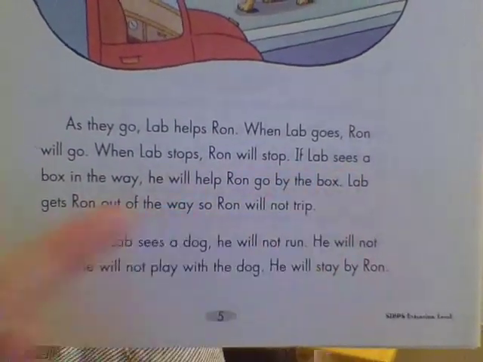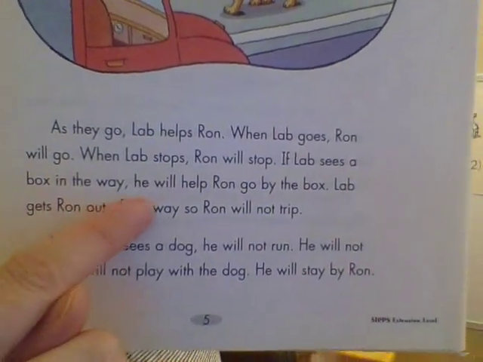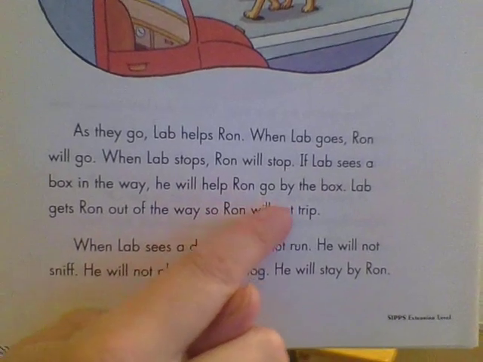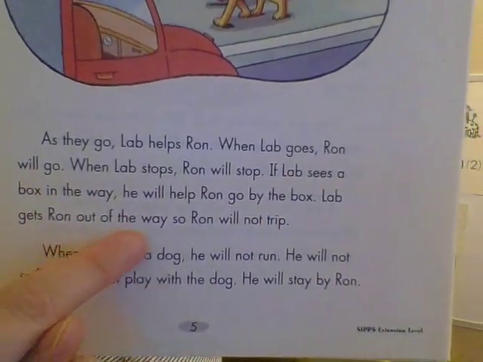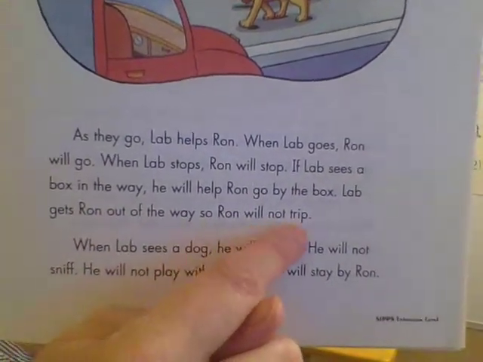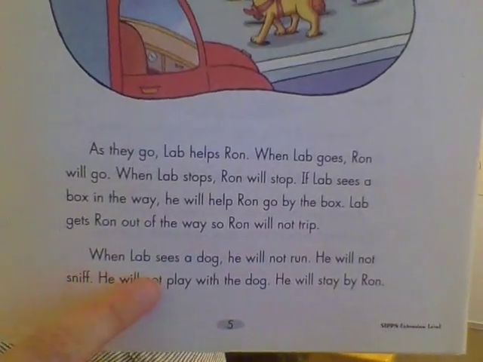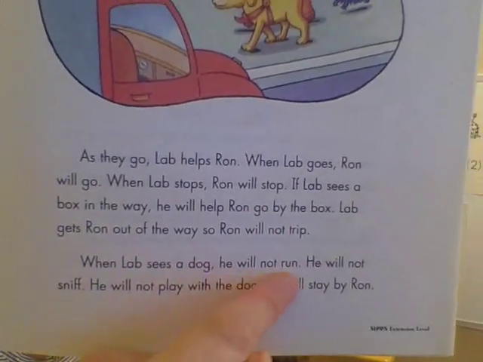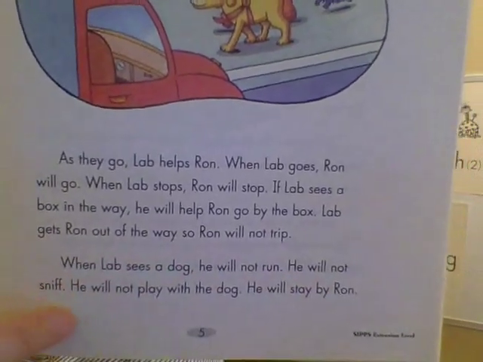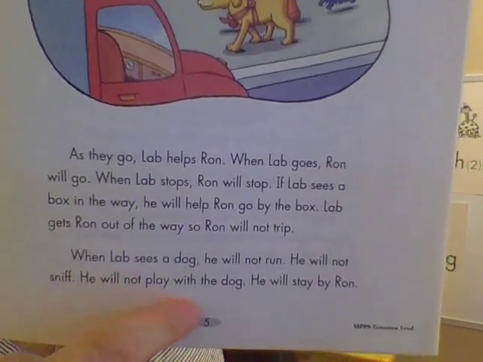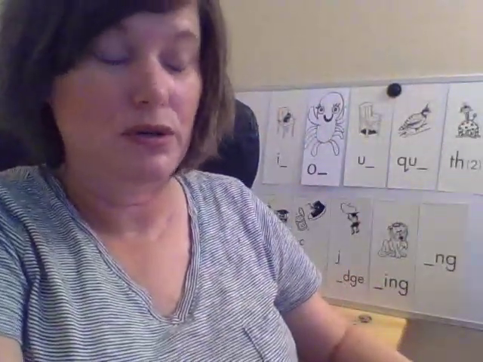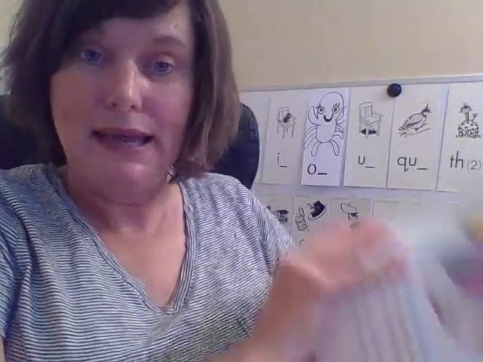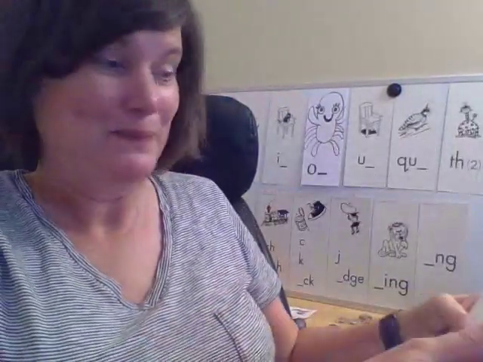If Lab sees a box in the way, he will help Ron go by the box. Lab gets Ron out of the way so Ron will not trip. When Lab sees a dog, he will not run. He will not sniff. He will not play with the dog. He will stay by Ron. He is a well-trained dog, not like my dog Daisy.